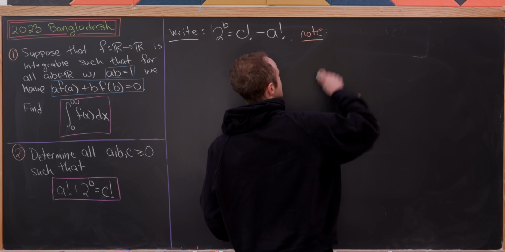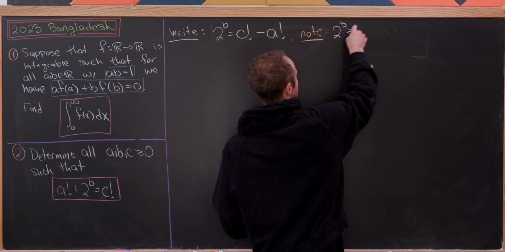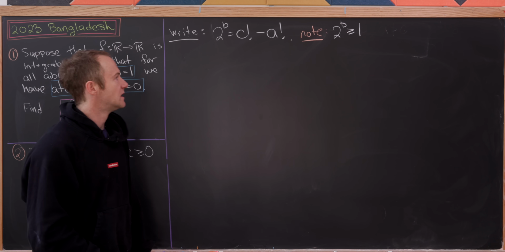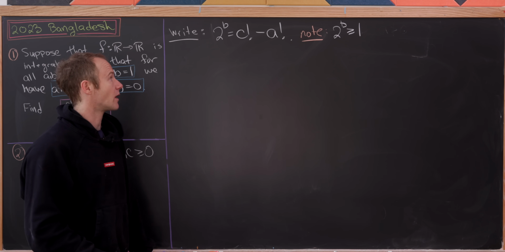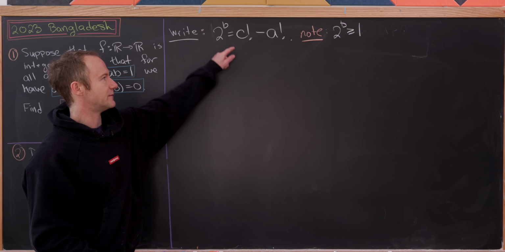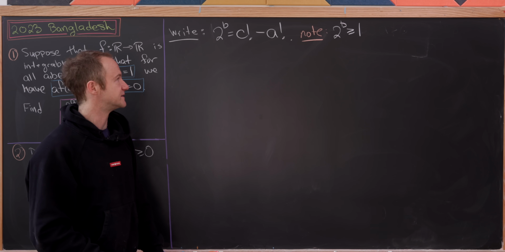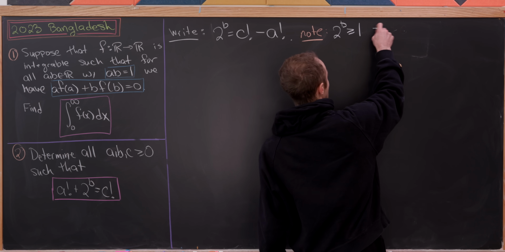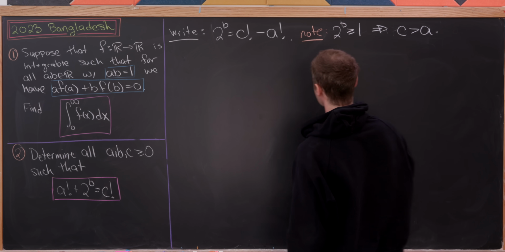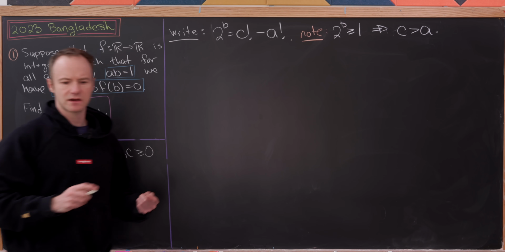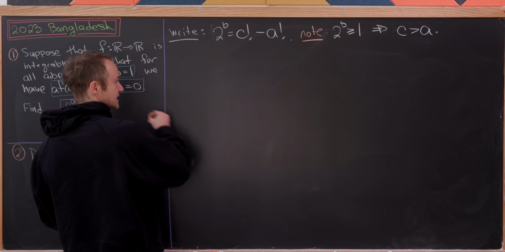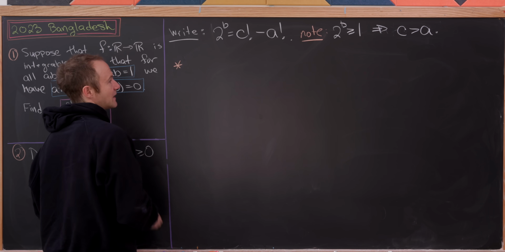Great. And now let's make our first little observation that's going to help us. And that is 2 to the power b is bigger than or equal to 1. That's because b is bigger than or equal to 0, and, well, exponential function has that property. Oh, but if this left-hand side is always bigger than or equal to 1, that means the right-hand side is also always bigger than or equal to 1. But what that tells us is that c has to be strictly bigger than a. Otherwise, the right-hand side would not be bigger than or equal to 1.